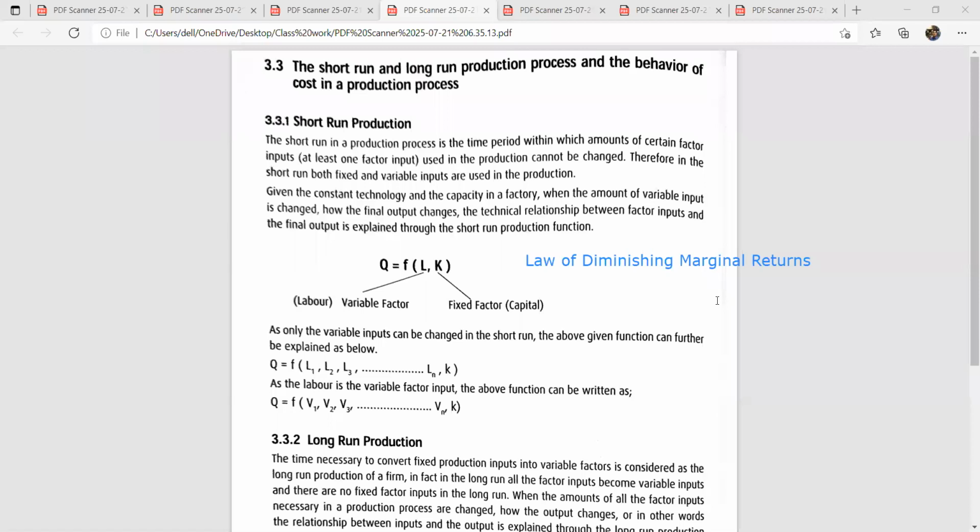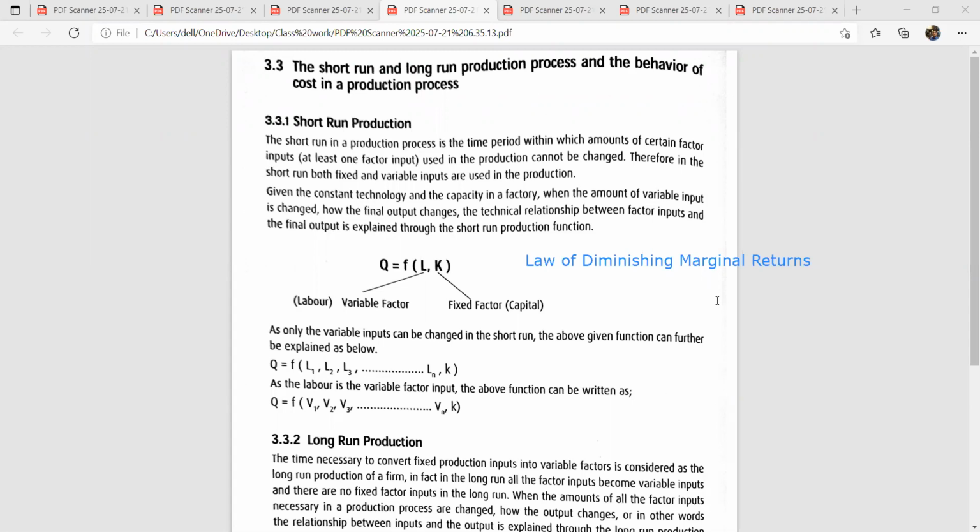In the short run, the above given function can further be explained as below. Simply, quantity depends upon the number of labor. It can be changed from L1, L2, L3 to Ln. The number of labor is increased, but capital is only one. That is the meaning of this equation.